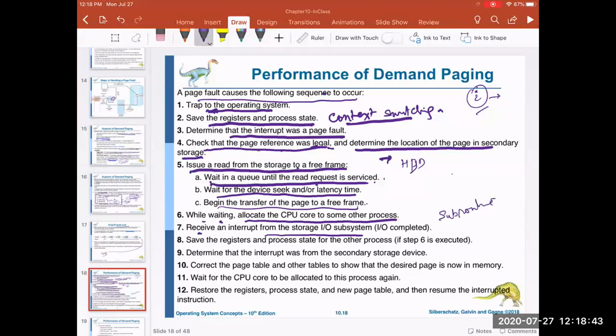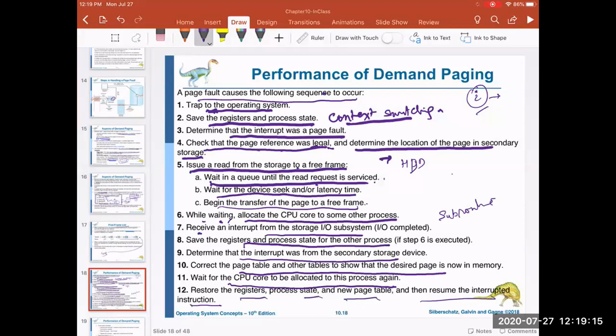Now save the register and process state for other processes. Let us suppose this is a high priority process. It will do the context switching for other processes which we started executing while waiting. Determine the interrupt was from the secondary storage. Correct the page table and other page table to show the desired page inside memory, and wait for the CPU core to be allocated to the process again. Restore register, process space, page table, and then resume the interrupted instruction.